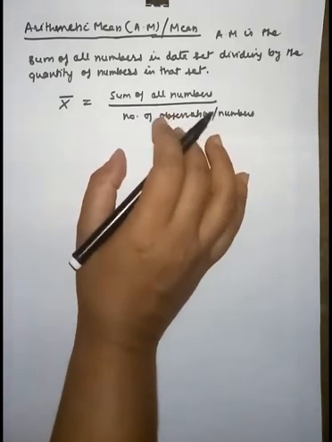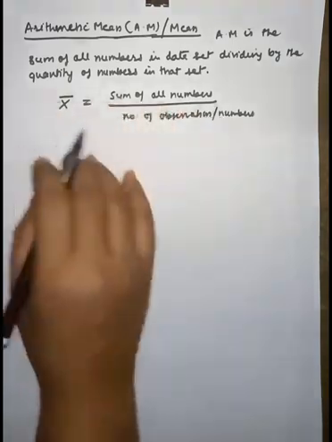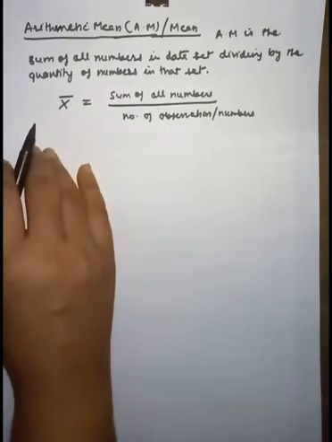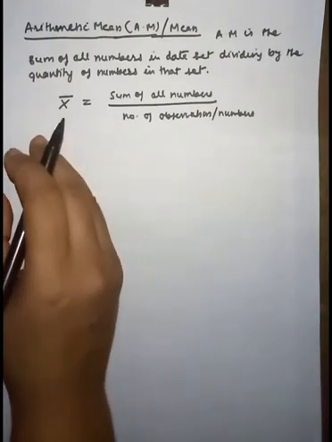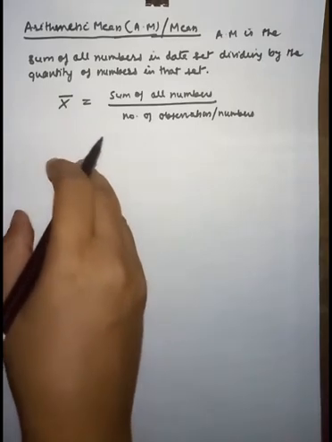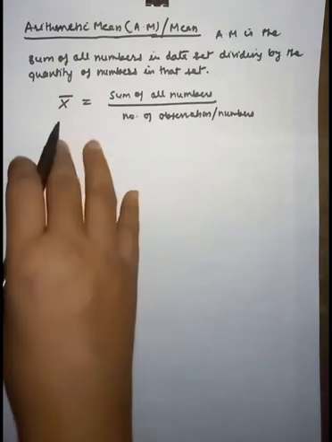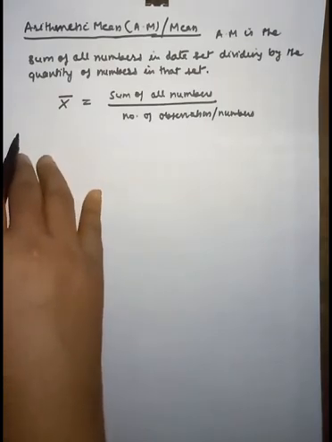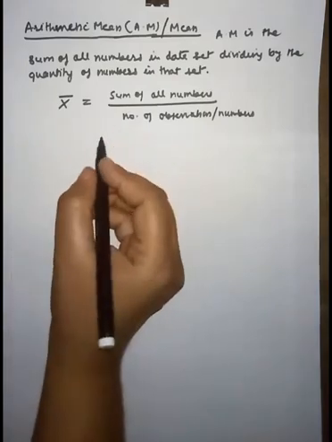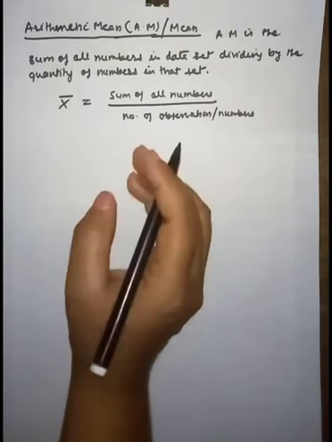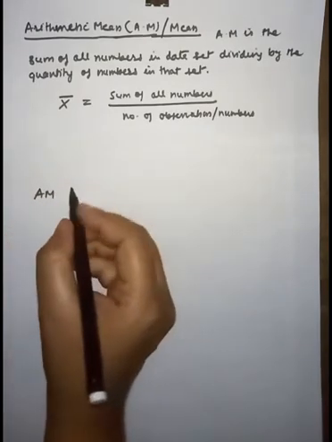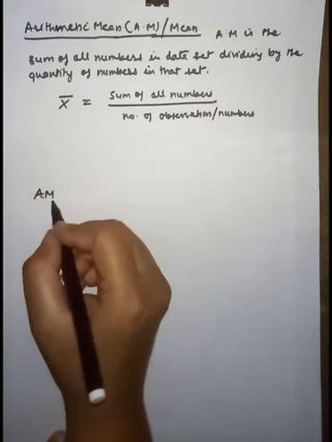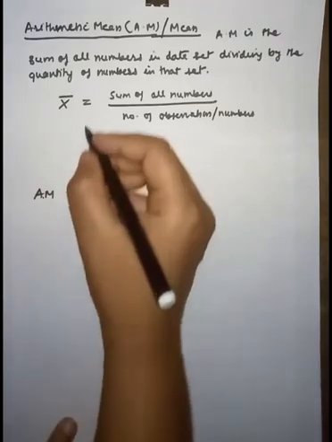So friends, how to calculate the arithmetic mean in individual series, discrete series, or continuous series? As I told you before, what is the individual series, discrete series, or continuous series? So here I will make one chart so you can understand the whole thing easily. We are finding the arithmetic mean of all three series.